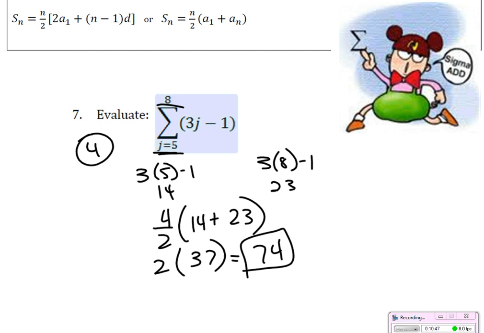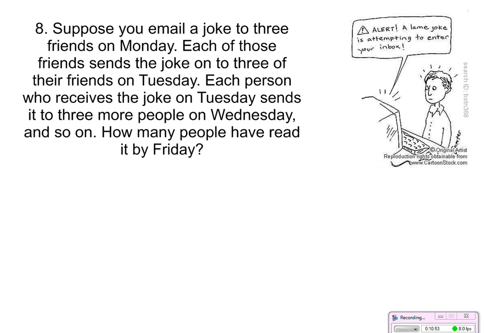Okay, suppose you email a joke to three friends on Monday. Each of those friends sends it to three people on Tuesday. Each person then sends it to three more people on Wednesday, and so on. How many people have read the joke by Friday?